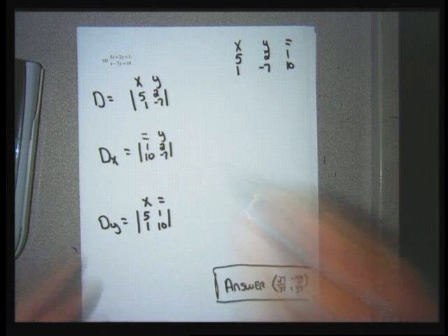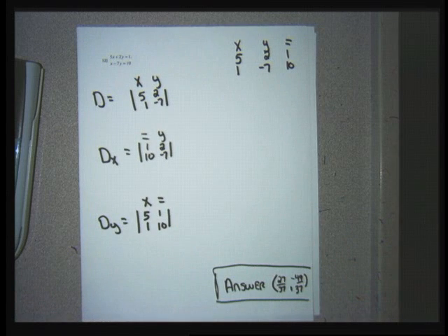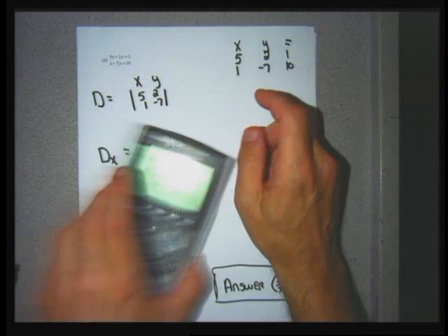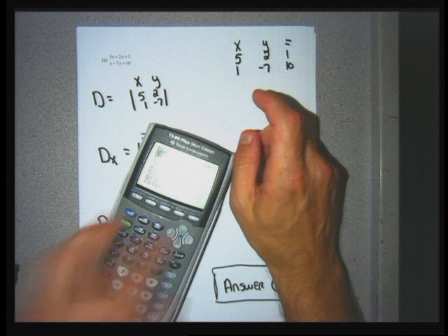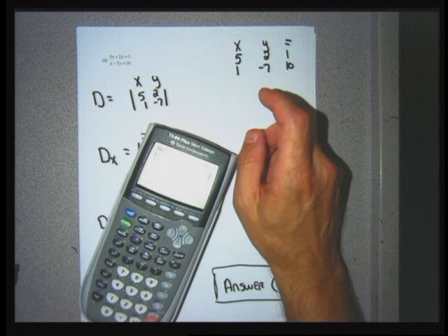I need to compute these 3 determinants. I can do them by hand or I can use my calculator. I'm preferring my calculator right now. I'm not feeling really intelligent, so I'm going to do each determinant using a matrix on the calculator.